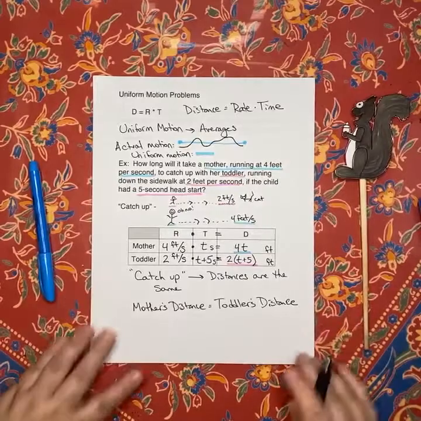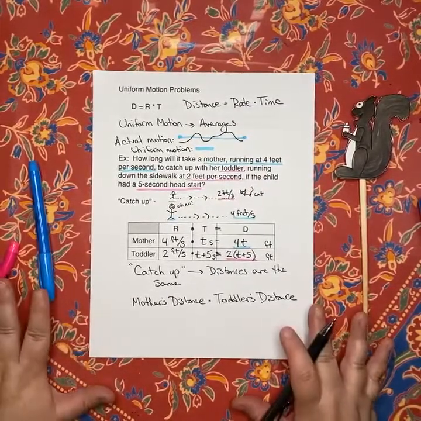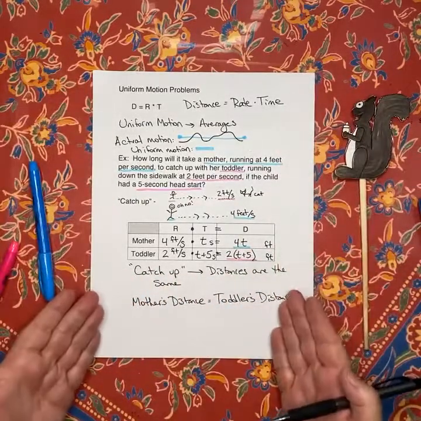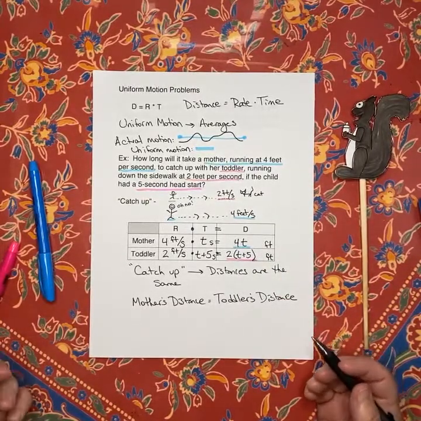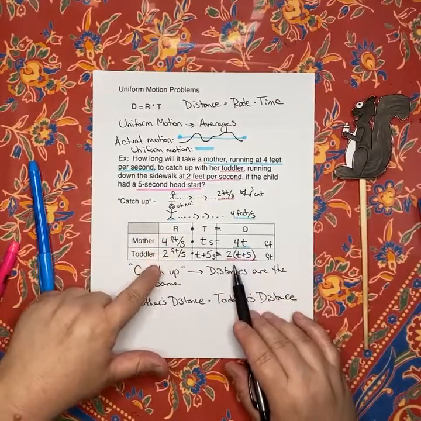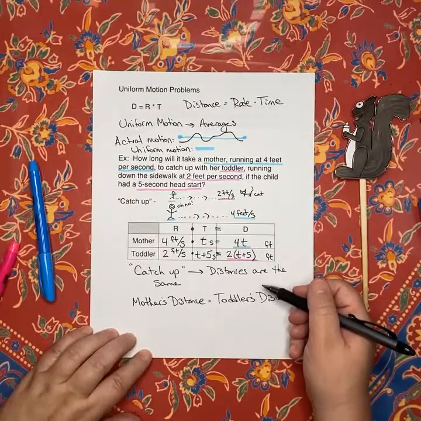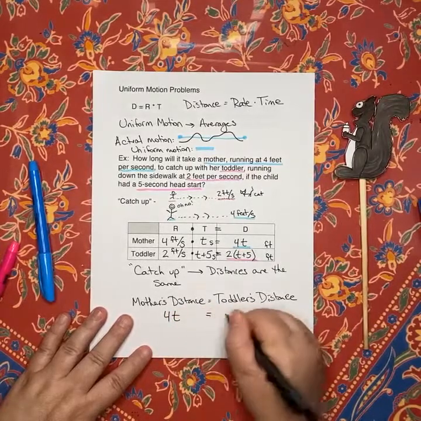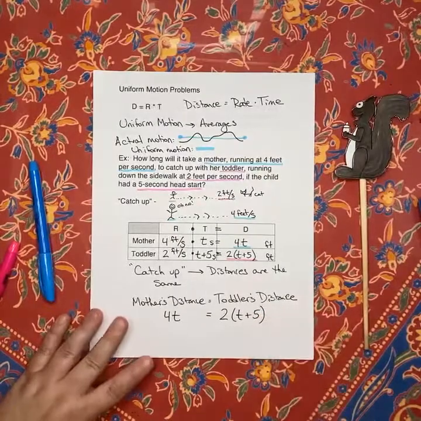So this is, I'm giving you an example. Anytime you have two things going in the same direction and one's going to catch up with the other, this is exactly how you do it. So this is one type of problem. Now, does this count as a mixture problem? It does, because it's going to follow the same rules. We're multiplying across. But do I add here? And the answer is no. I actually take the mother's distance, which is 4t, and I set it equal to the toddler's distance, which is 2t times the quantity t plus 5.